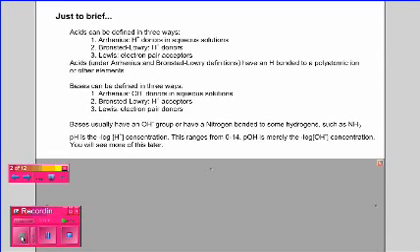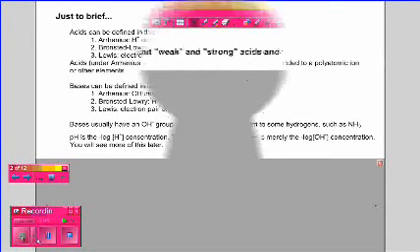pH is the negative log of the H+ concentration. This ranges from 0 to 14. pOH is merely the negative log of the OH- concentration. You'll see more of this later. Just know that pH and pOH added together make 14. So if you know pOH, you can figure out pH and vice versa.